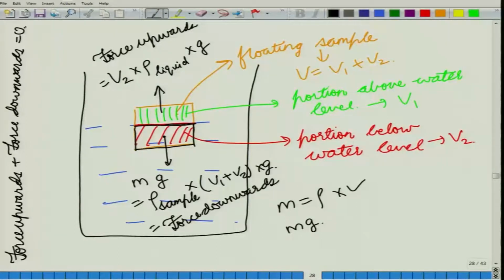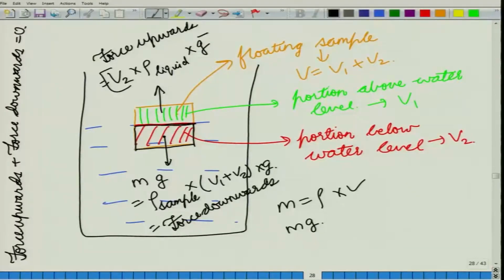Now remember that force is a vector quantity. So when we say a vector quantity, it has a magnitude and it has a direction. So let us take the upward direction to be the positive direction. In that case, any force that is acting upwards will be given a positive sign, and any force that is acting downwards will be given a negative sign. So the force upwards will be given by this value with a positive sign, and the force downwards will be given by this value with a negative sign.